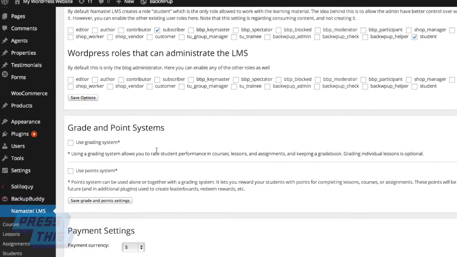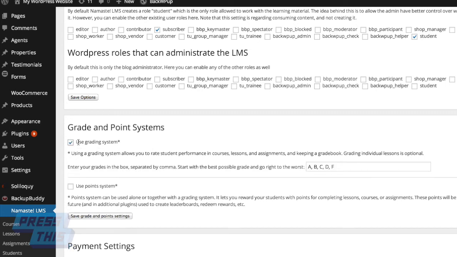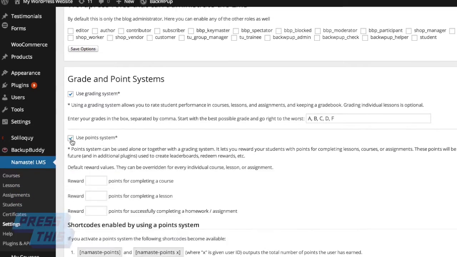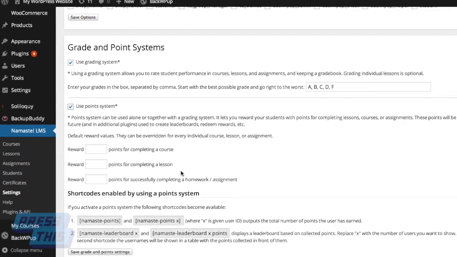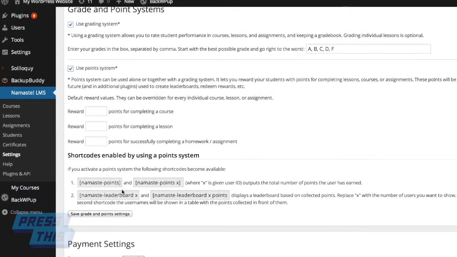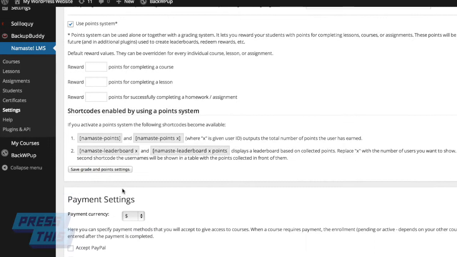Who does Namaste? That's one thing I should have looked up. I think it's just Namaste, correct? Yep, Namaste LMS. There you go. This only has about 10,000 downloads in the repo, so I believe it's a relatively new plugin, because I know these LMS systems are kind of taking off quite a bit. And it's your free option for learning management systems.